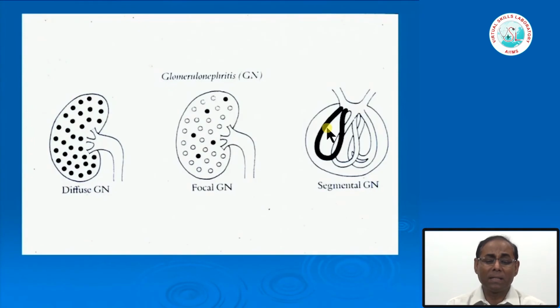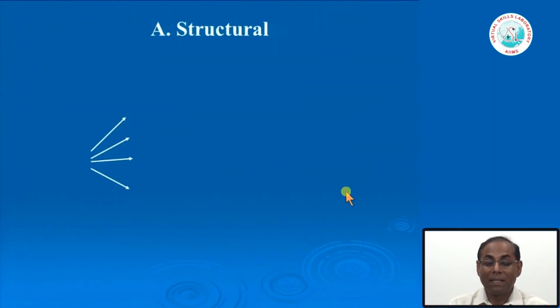And this is the schematic diagram which explains a diffuse glomerular involvement versus a focal glomerular involvement. I told you that less than 50% of glomeruli involved is focal, and this is the black one. If only part of a glomerulus is involved, then this is a segmental involvement. So this is diffuse, focal and segmental. So this is glomerulonephritis, and the term can be further classified by these.